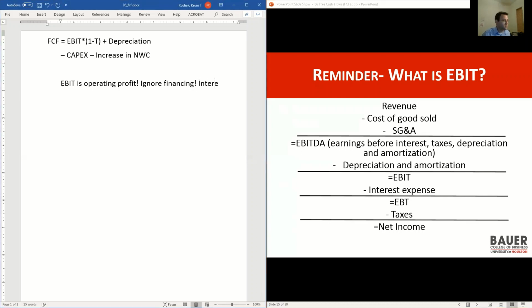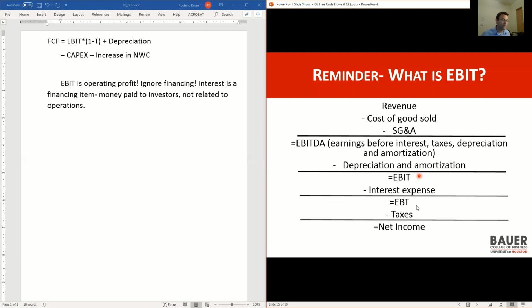Okay, so interest is a financing item. It's money paid to our investors. It's not part of our operations. It's not part of the iPhone business. It's just how do we choose to raise money and reward our investors. So that's why we stop at EBIT and we don't go below that. We stop at the operations. We don't go into the financing.